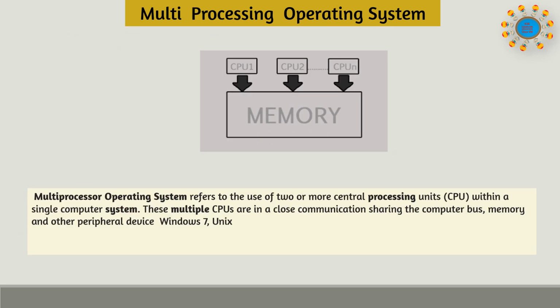Multiprocessing operating system: in this, two or more central processing units, otherwise CPUs, will be used.